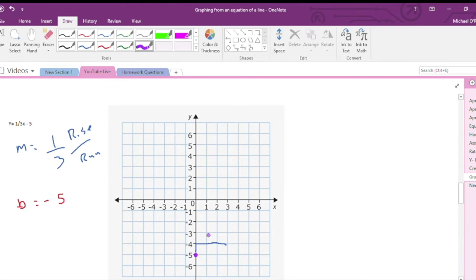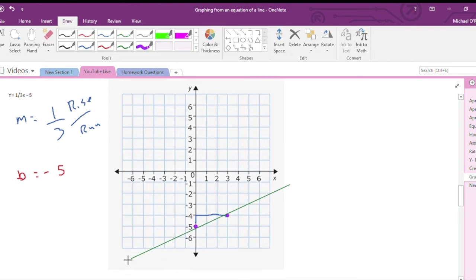Now, as I said before, you don't need that blue line on there. I'm just doing it for visual sake. Then once I'm done there, I just graph my line. And don't just graph the line between the two segments. Graph it all the way through your whole graph. Okay? Because the line doesn't exist just between this spot and this spot. It keeps going on forever.